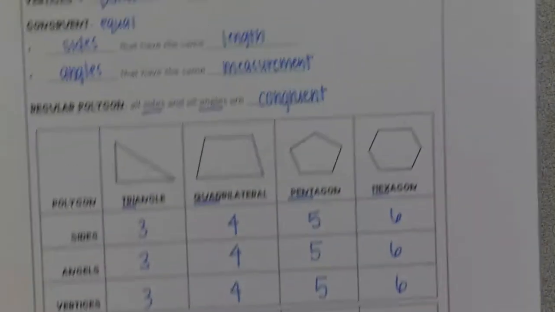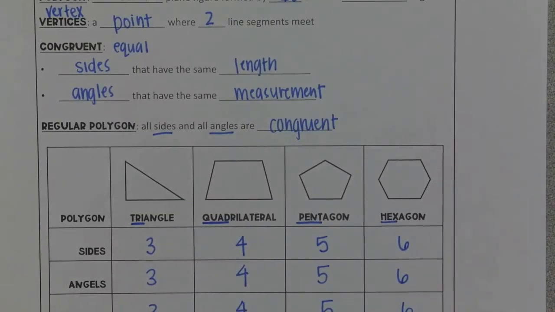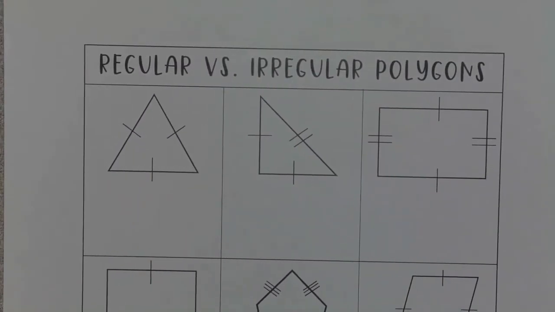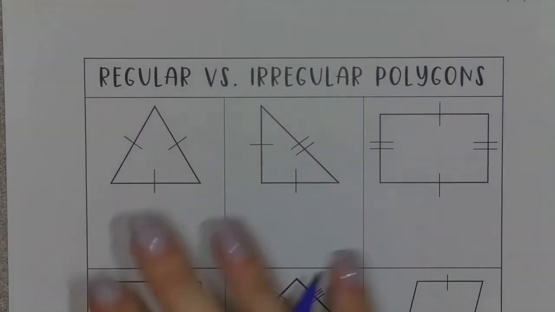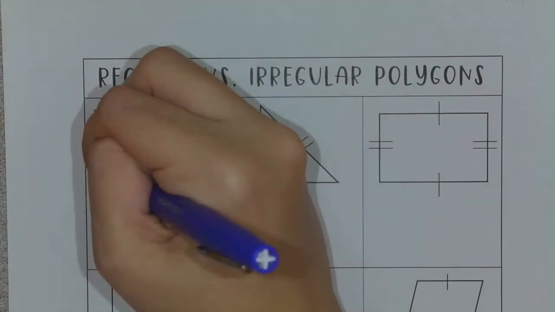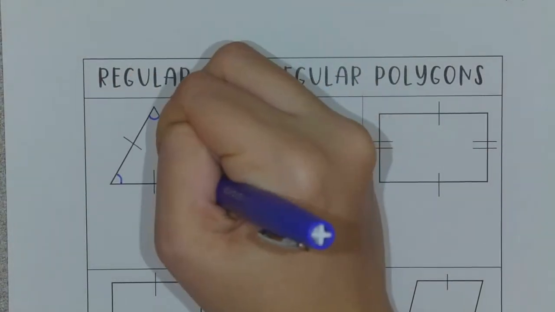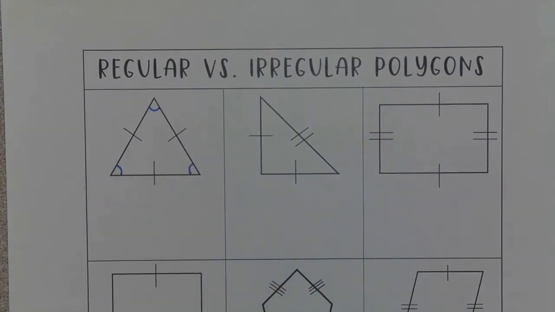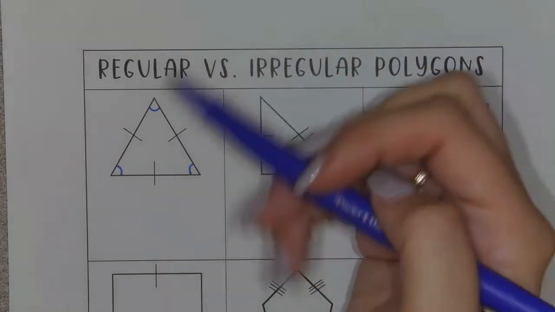Okay, so now we're going to focus a little bit more on the regular polygons and how to tell the difference between a regular polygon and an irregular polygon. So a few things to look at here. We're going to do lots of different examples. So when I look at this shape, again, in order to be a regular polygon, all the sides have to be congruent and all the angles have to be congruent. Those two things have to be the same.